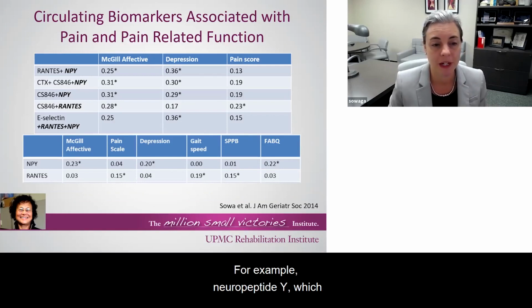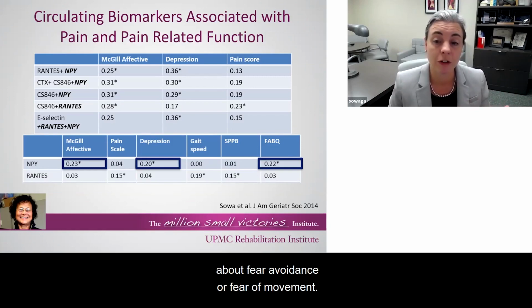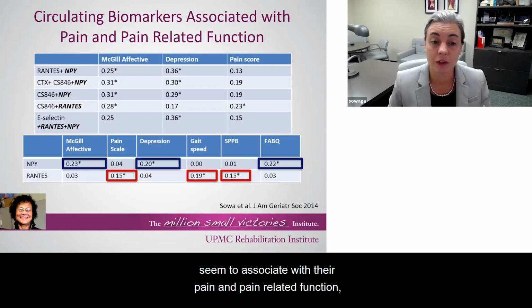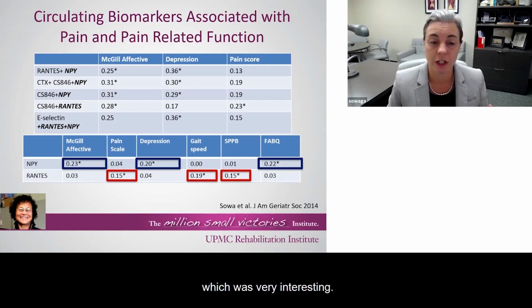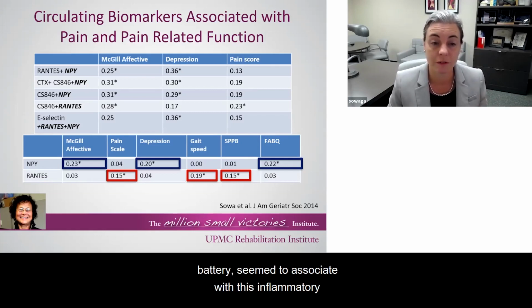For example, neuropeptide Y, which is a pain-related neurotransmitter, was associated with the McGill affective component, again, that measure of if your pain is cruel or punishing, the depression scores, as well as scores about fear avoidance or fear of movement. So very much associated with the emotional component, or the experience that patients had related to their pain. We also saw that RANTES, which is an inflammatory biomarker, seemed to associate with their pain and pain-related function, which was very interesting. So their pain on a scale of 0 to 10, their gait speed, and their performance on a short physical performance battery seemed to associate with this inflammatory molecule.